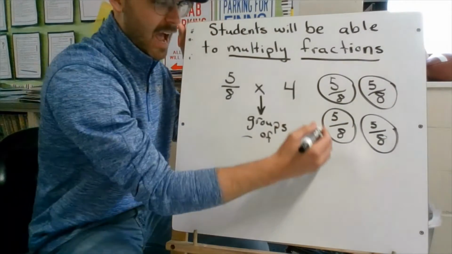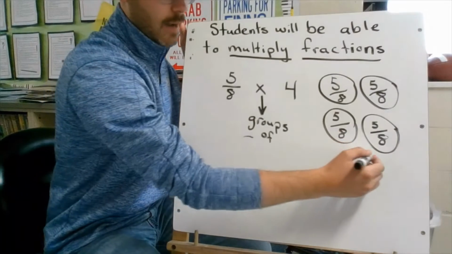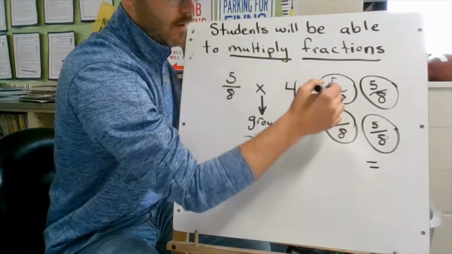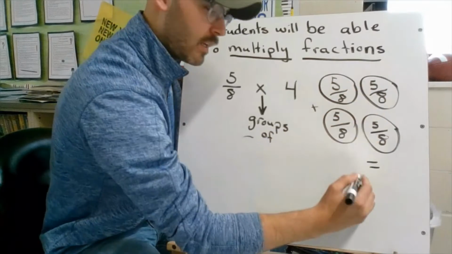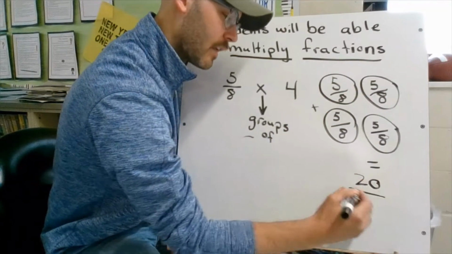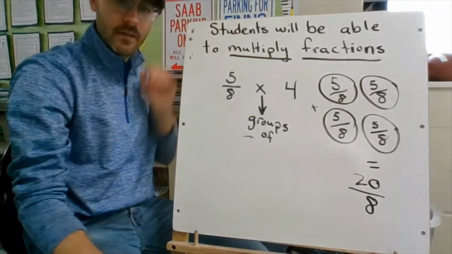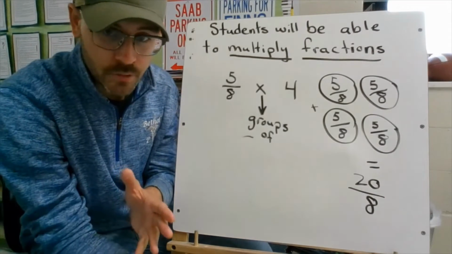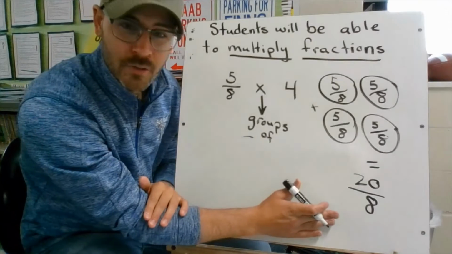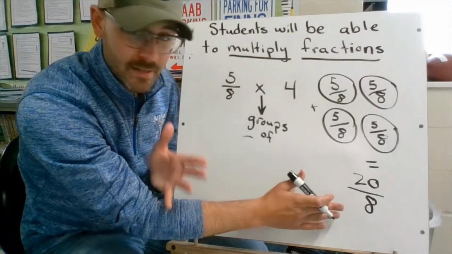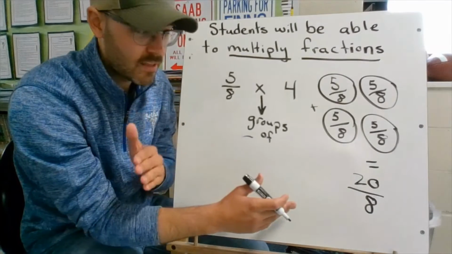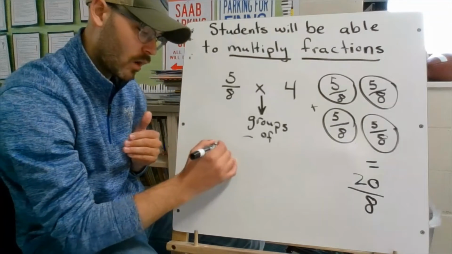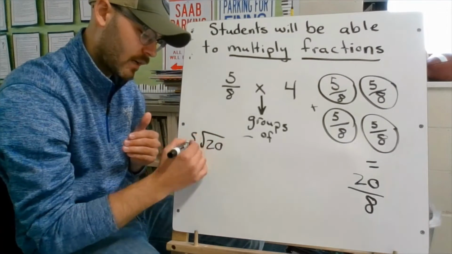now I just add all the numerators together and keep the denominators the same. If I add all this together, 5, 10, 15, 20, and the denominator stays 8. 20/8. I've told all my 4th graders before, I would love you to reduce that type of answer. 20/8 is the same thing as saying 20 divided by 8, which is a problem we all can do now.